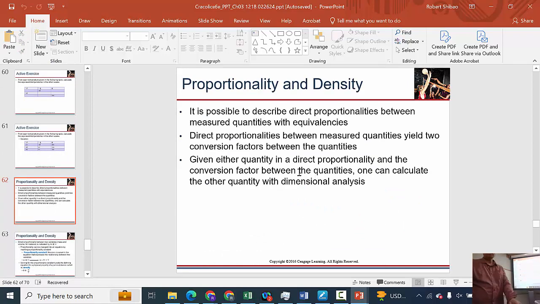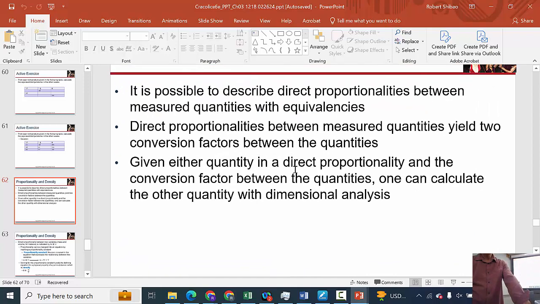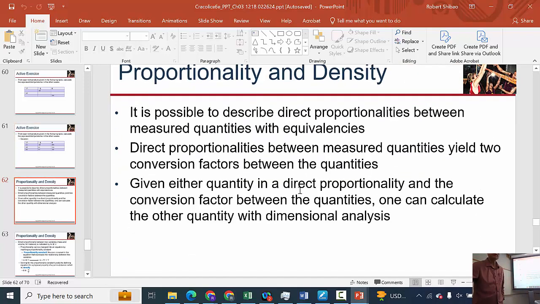Okay, the next thing we're going to look at is these proportionalities. Proportionalities are intensive, like 60 miles per hour. It doesn't matter how many hours, it doesn't matter how many miles, it's always 60 miles an hour. It's independent of the amount. Whereas the number of miles you drive and the number of hours you drive is not independent, it's dependent on it. And so, density is a proportionality.